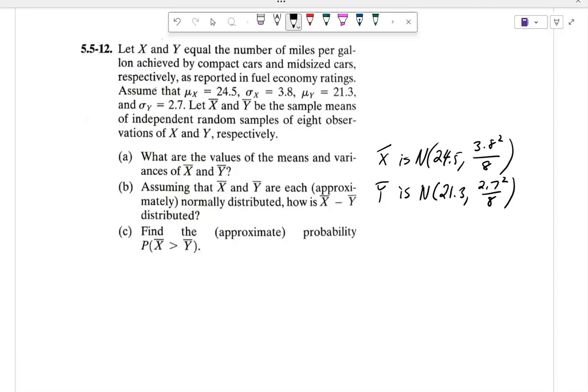Basically, when you're doing the distribution of x bar, you're taking random samples of size n, in this case random samples of size 8. Do that over and over and over again, you get a distribution. That distribution has a mean that's the same as the original distribution, but the variance is smaller. All right. So that's part A. We good with part A?